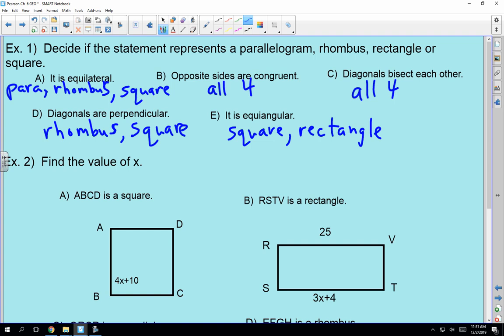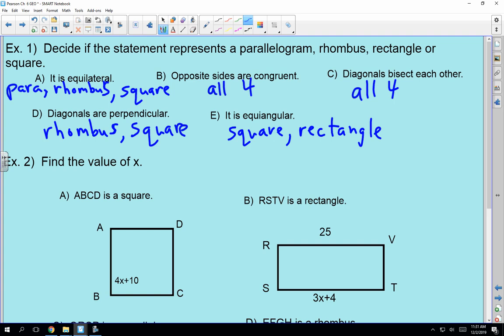4x plus 10. Can you tell where that is in your picture? Is that on the side? So that's a degree measure. So the fact that ABCD is a square means we'll do what to solve for x? Yeah, so equal to 90.